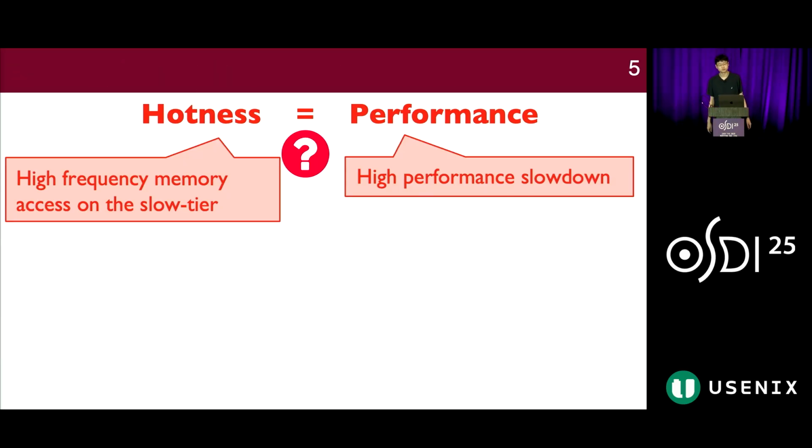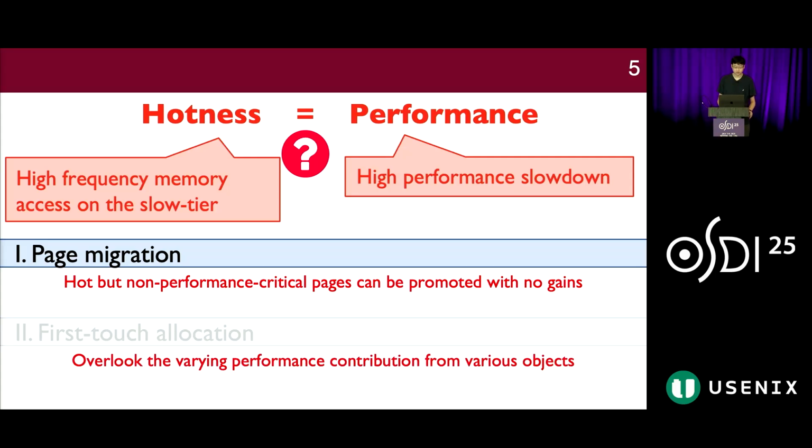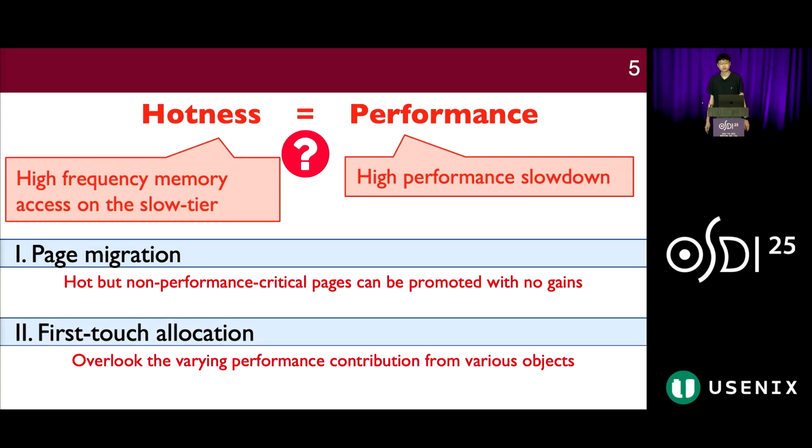Now let's consider if frequent memory access does not always lead to a correspondingly high performance slowdown. Then traditional page migration policies can actually become a problem. In those cases, the system may migrate hot, but not actually performance critical, pages to fast memory. Also, most memory tiering systems still rely on first touch allocation, but this policy overlooks the actual performance contribution from different kinds of memory objects. All of those issues highlight the need for new memory tiering designs.